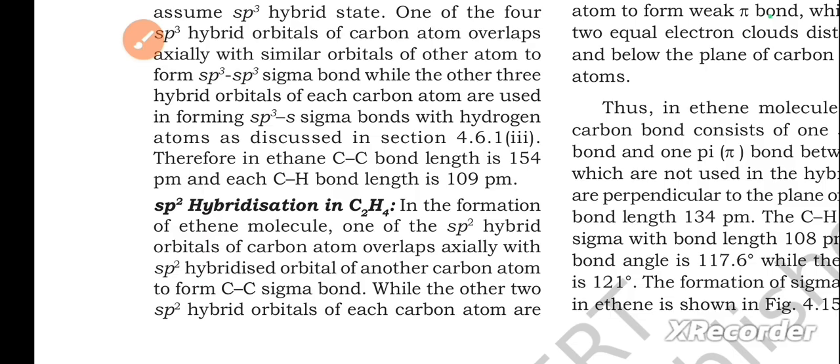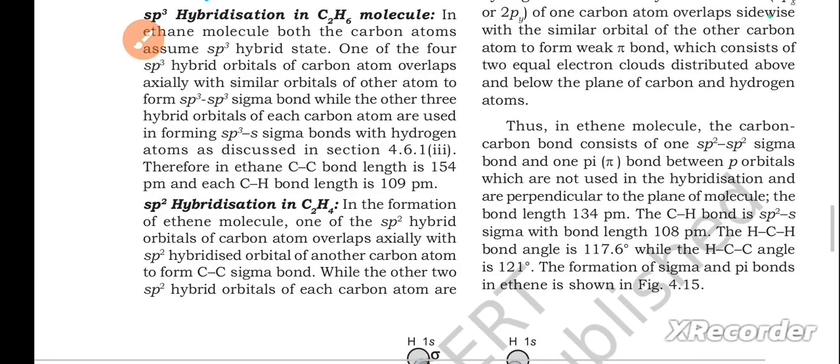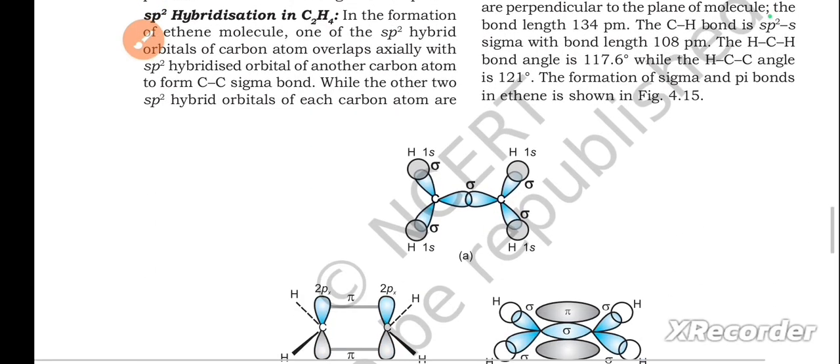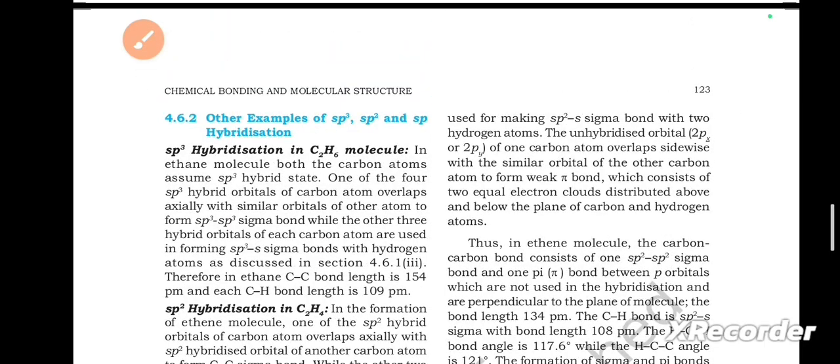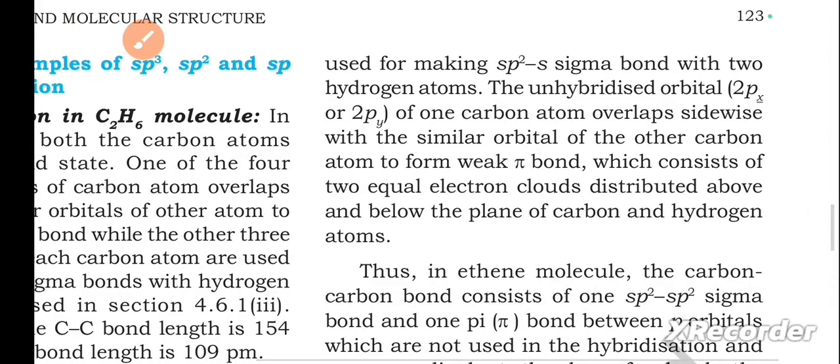Next, sp2 hybridization in C2H4. In the formation of the ethene molecule, one of the sp2 hybrid orbitals of a carbon atom overlaps axially with an sp2 hybridized orbital of another carbon atom to form a C-C sigma bond, while the other 2 sp2 hybrid orbitals of each carbon atom are used for making sp2-s sigma bonds with two hydrogen atoms.